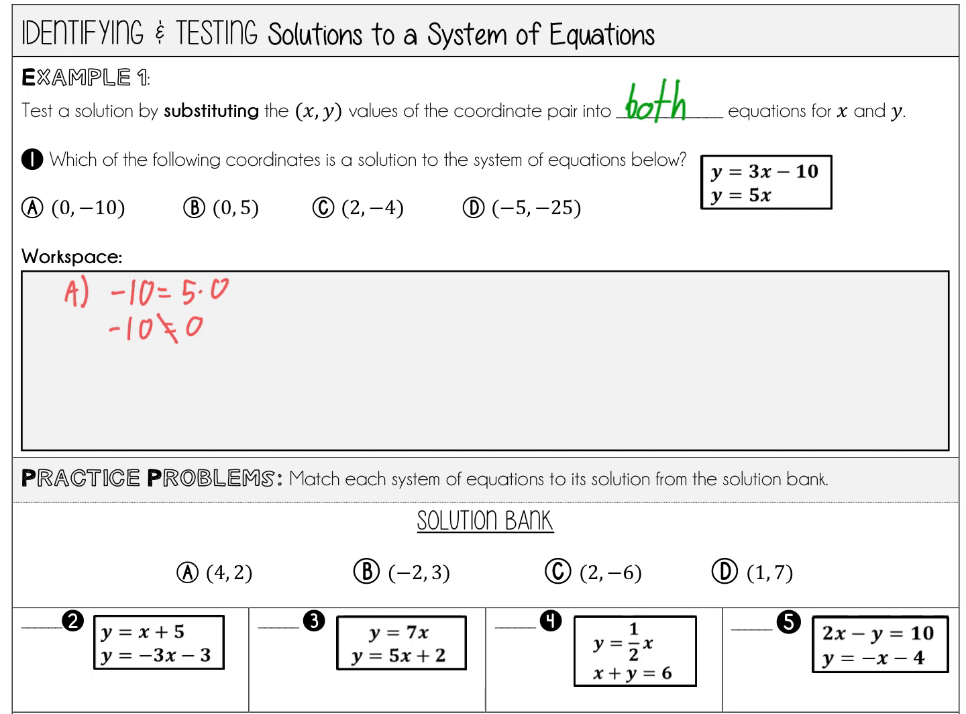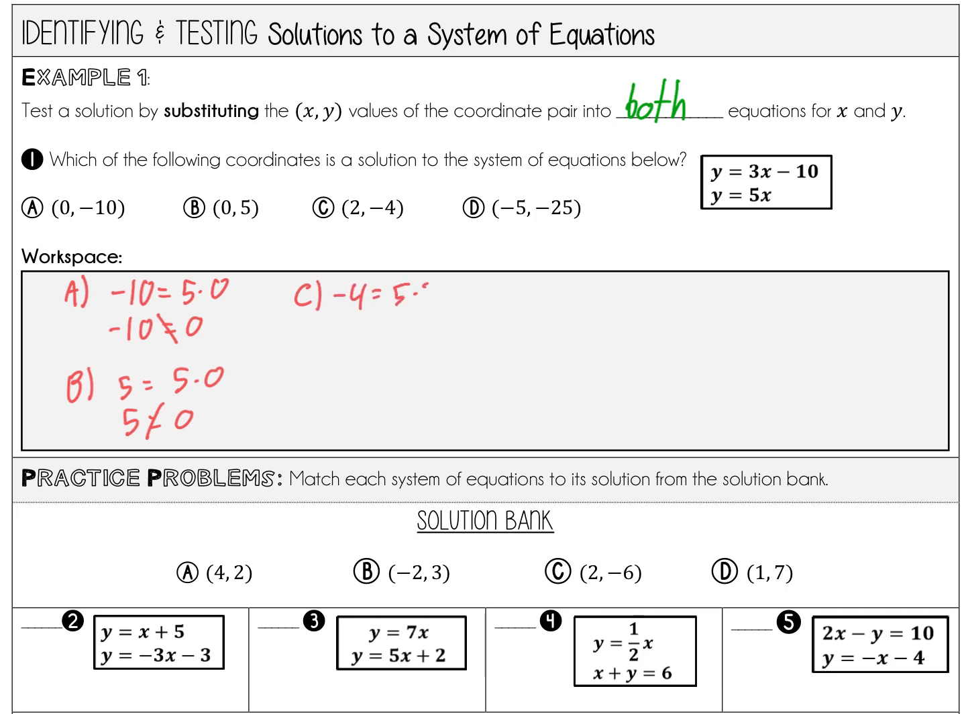The answer also cannot be B because when we plug into the bottom equation, we get 5 equals 5 times 0, and 5 times 0 is 0. Since this is false, then B cannot be a correct answer. Once again, let's try with C, and we get negative 4 is equal to 5 times 2.